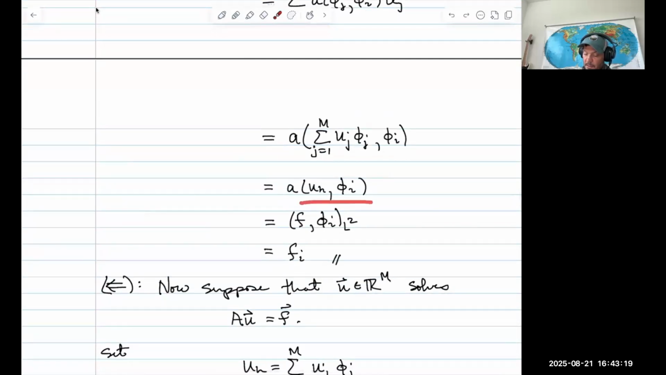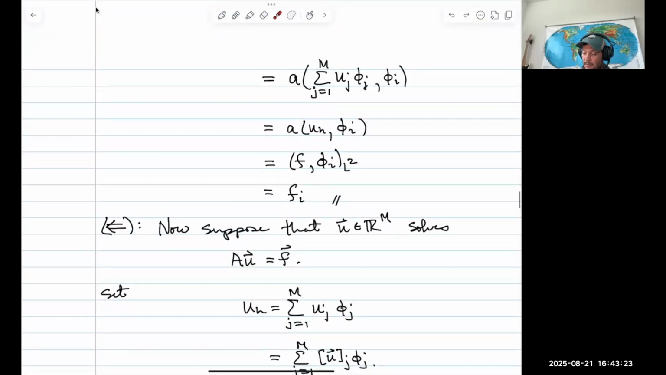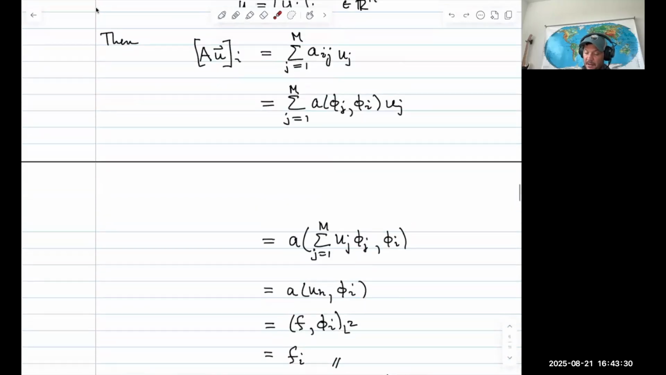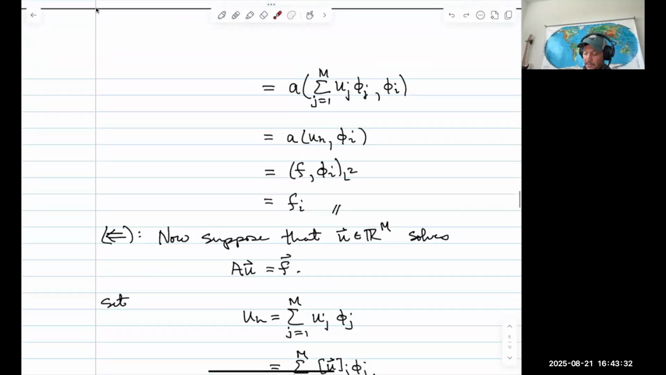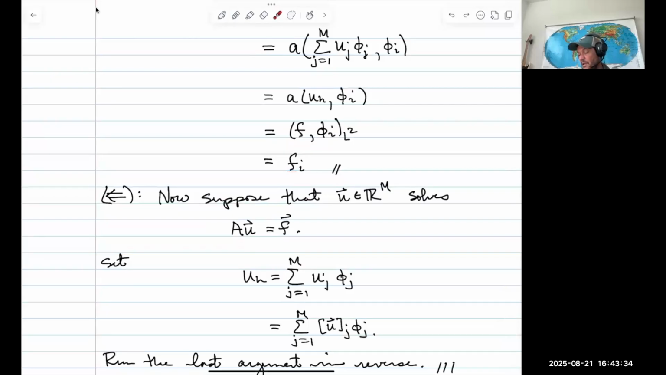So this equals that. But now this is just our definition for the ith component of f. So that means that the ith component of AU equals the ith component of f, and therefore AU equals f. The matrix times the vector u equals the vector f.